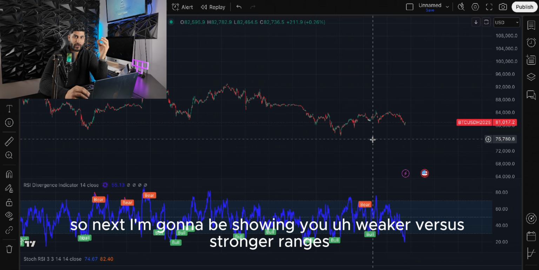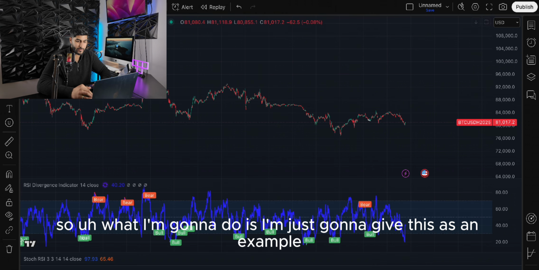So next, I'm going to be showing you weaker versus stronger ranges. So what I'm going to do is I'm just going to give this as an example.